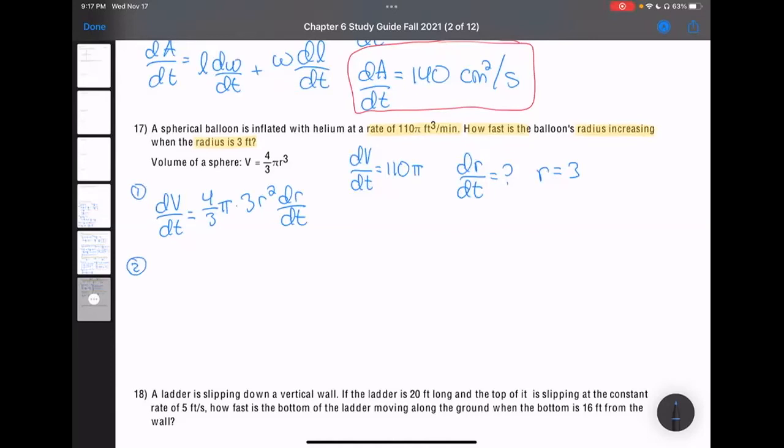And step 2 is now just to plug in all the known variables. So 110 pi goes in for the rate of change of volume. I see right here that the 3 on the top and the 3 on the bottom cancel out, so we just have 4 pi left over. We know the radius is 3, so that's 3 squared, not cubed, times dr/dt, and now we just simplify. Isolate our dr/dt.